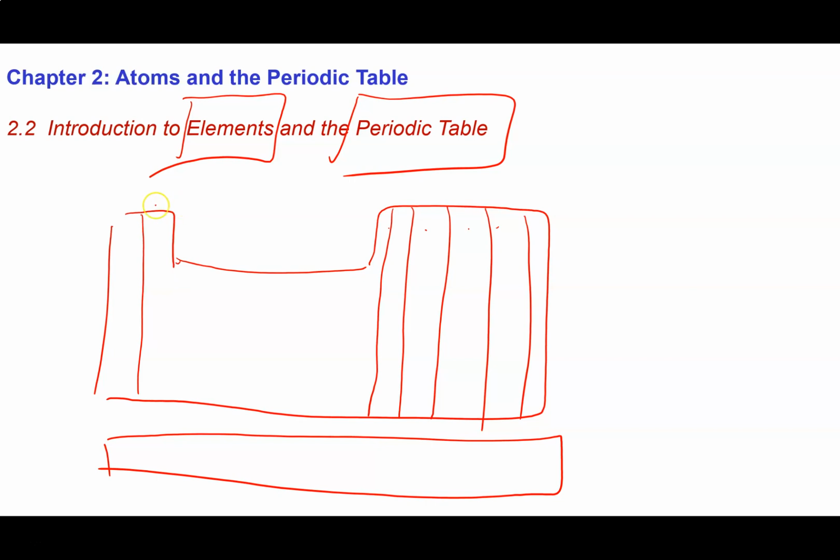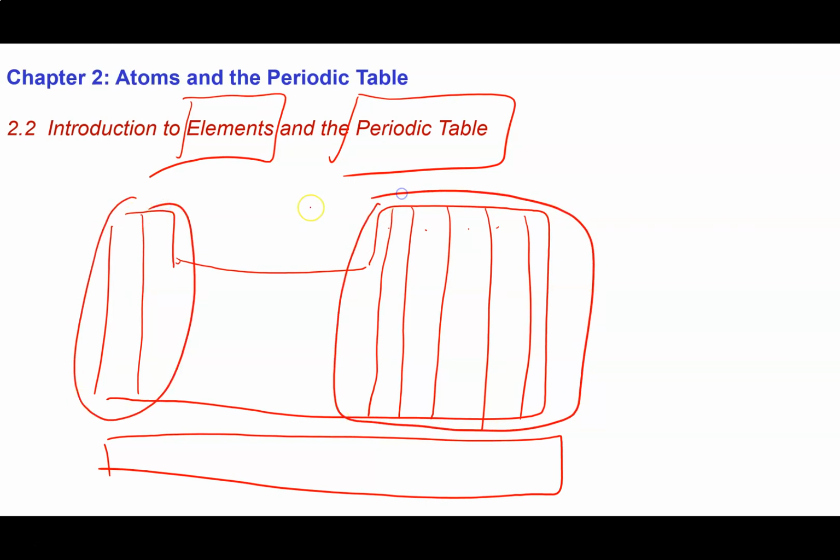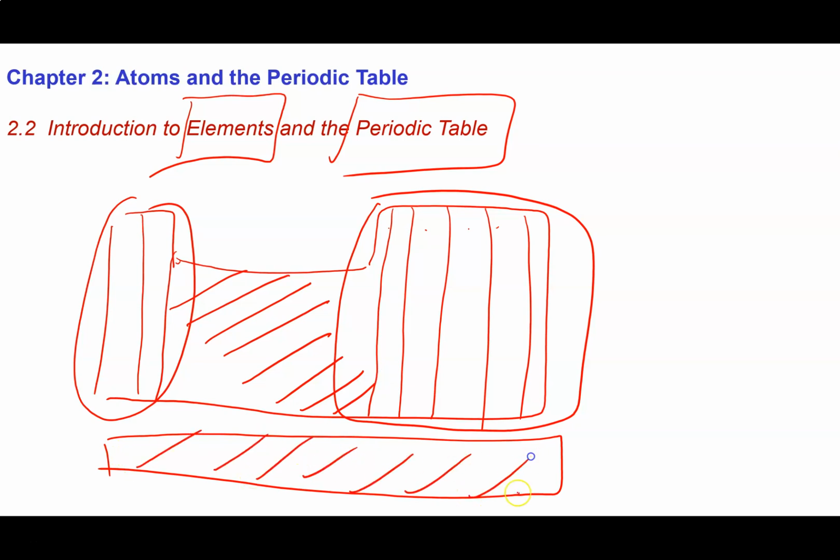The taller regions of the periodic table are your representative or main group elements. And they're the ones that we're going to be really concerned with. That's what we're going to be spending most of our time talking about. Everything else, we've got inner transition, and then we've got transition elements up there. So we've got a general feel for what the periodic table looks like.